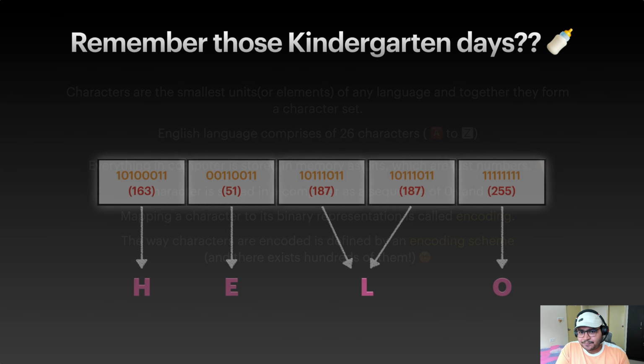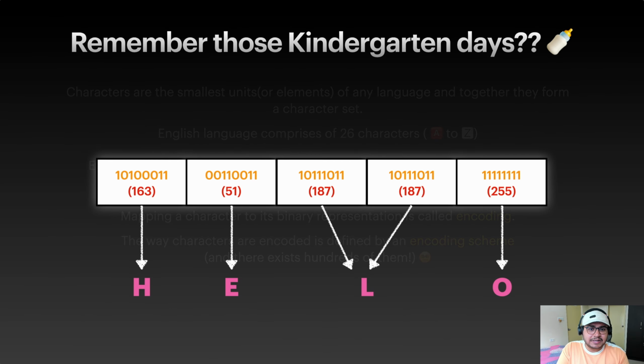For instance, imagine that the letter capital H could map to number 163, capital E to 51, capital L to 187, and capital O to 255. And voila! That is how a computer can store a full word like hello in its memory, not as letters, but as a sequence of numbers. On a side note, Java is case sensitive, which means that it treats capital and small letters as two distinct characters, unlike English.